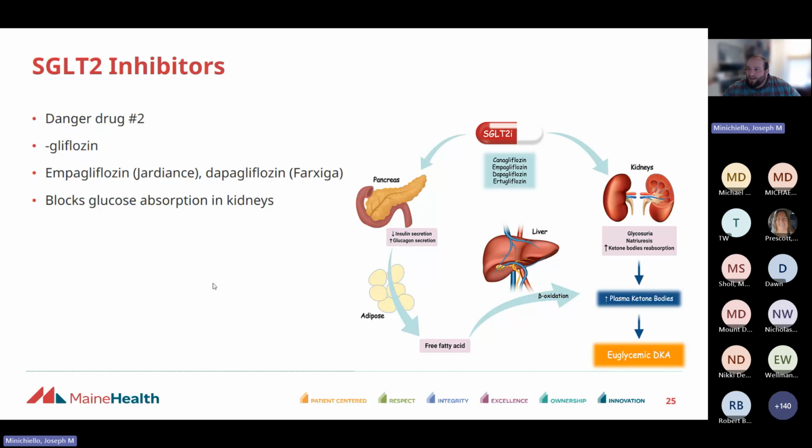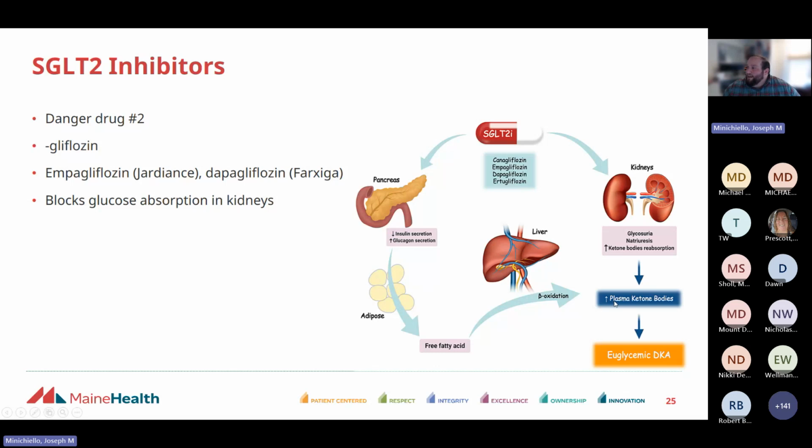Jardiance is great for diabetes. It also has a lot of data for use in heart failure. So we're seeing more and more folks who are on Jardiance who either have diabetes or don't. Lots of great data behind these drugs. But what's happening is they block sugar from being absorbed in the kidneys. And so the SGLT2 inhibitor at the level of the pancreas says decrease the amount of insulin that's released, increase the glucagon that's released. So you overall are then producing from the fat tissue, breaking down, making ketones.